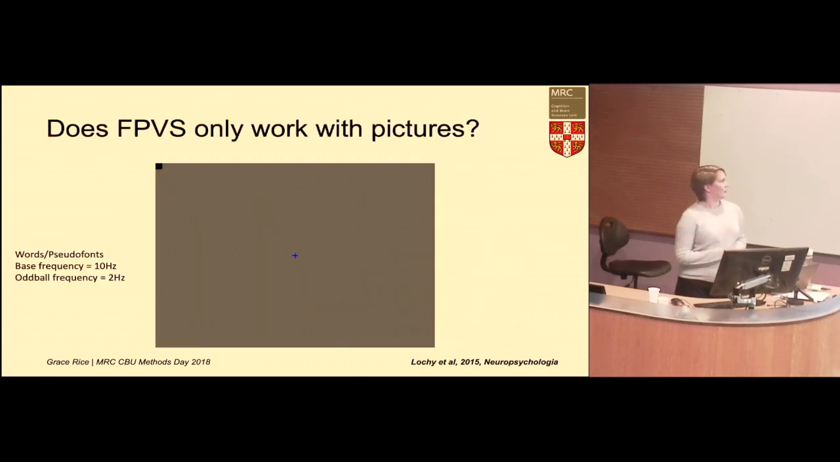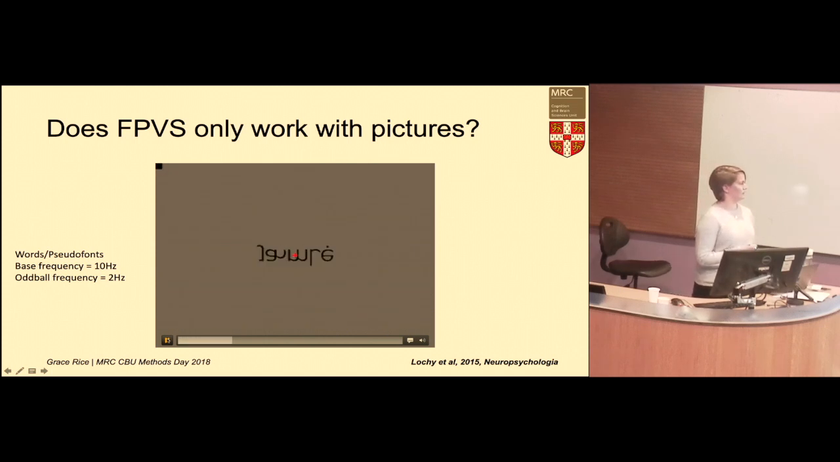Most of the research in this area has been done in the context of object processing and face perception. So more recently, Bruno and colleagues have been trying to extend this technique to other kinds of stimuli. They've been doing it with written words as well. This is just showing you a video where you see real words embedded in pseudo fonts, like scrambled word type images.